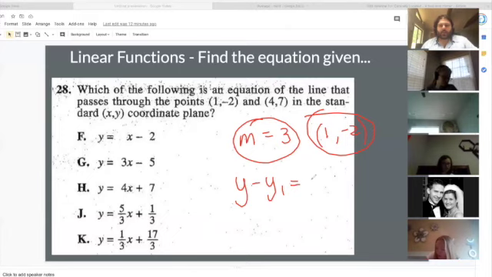Y minus y1 equals, remember it, m times. Wait, when you say y minus y1, is it the second one minus the first one, or is it?